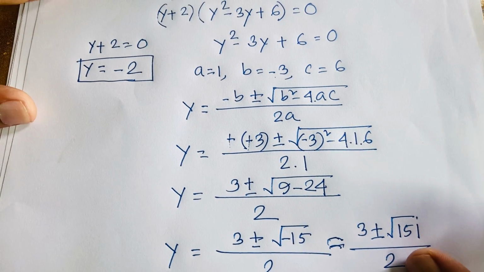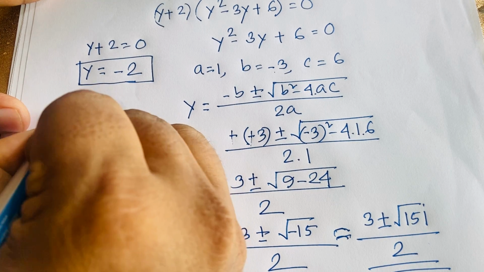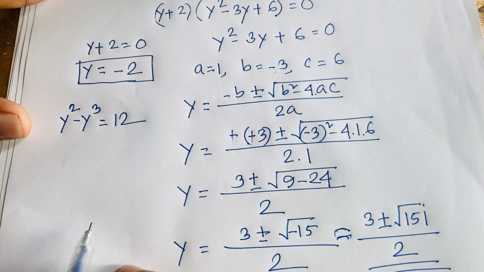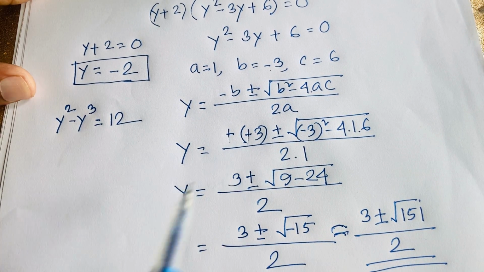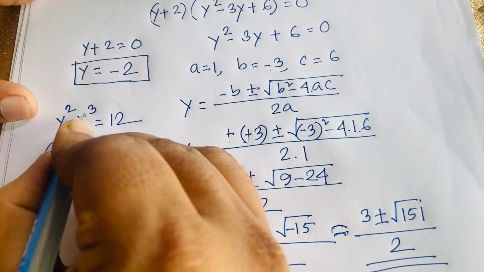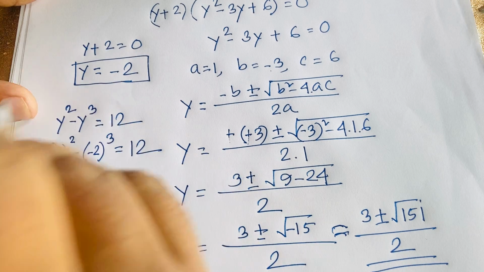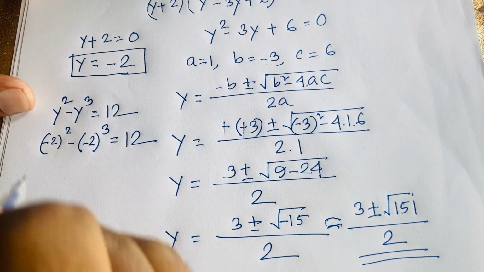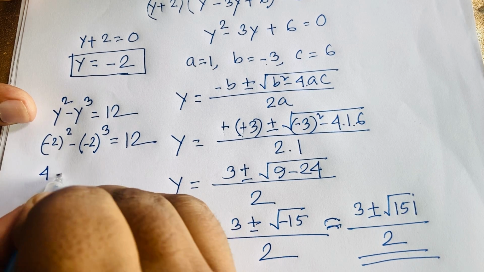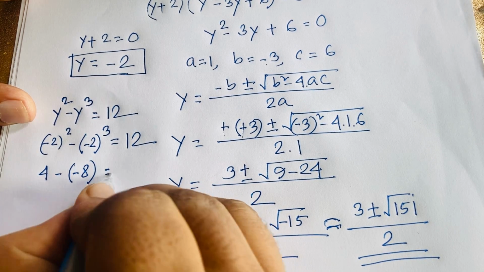Now let's prove. Our question is y squared minus y cubed is equal to 12. We found that y is equal to minus 2. So I can say easily minus 2 whole squared minus minus 2 whole to the power 3 is equal to 12. Now at this moment I can say minus 2 whole squared will be 4. Here is an even power, so it is always positive. Minus 2 to the power 3 will be minus 8. Here is an odd power.